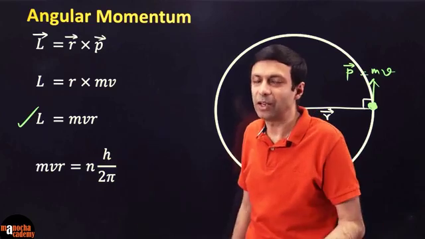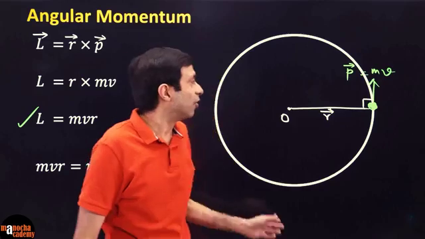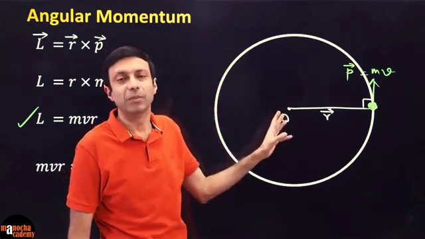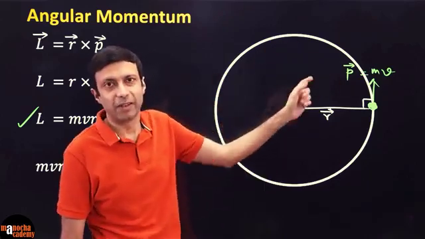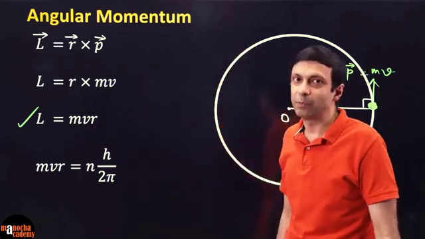What is m? Mass of the electron. v, velocity of the electron. And r is the radius in which it is going, because we are measuring the angular momentum along this circular orbit. So r is the radius here. Clear? So that is basically your angular momentum formula.